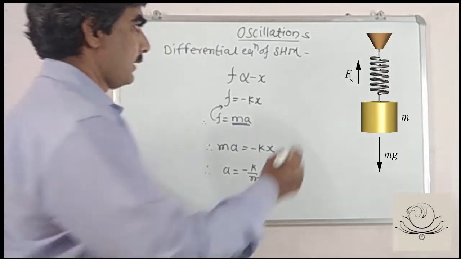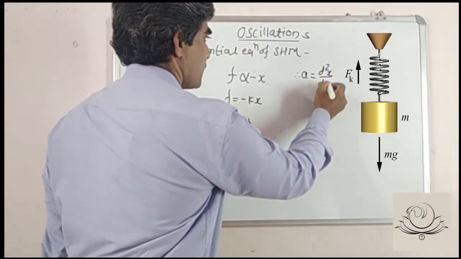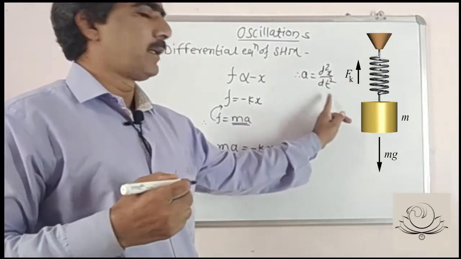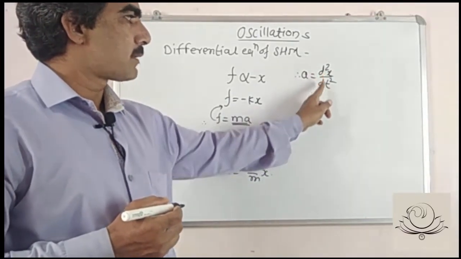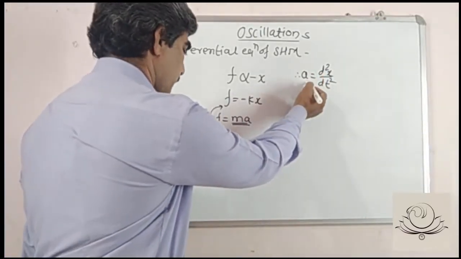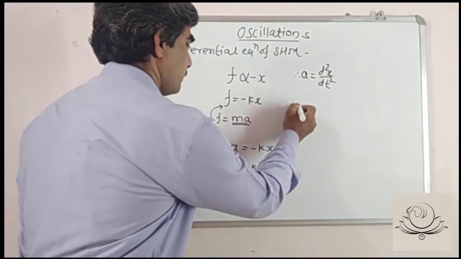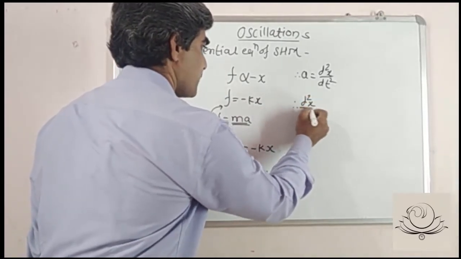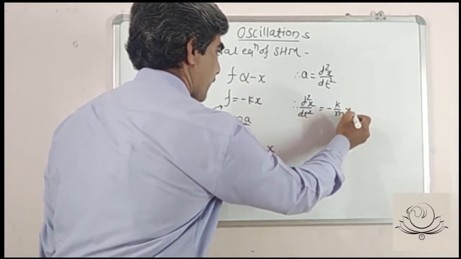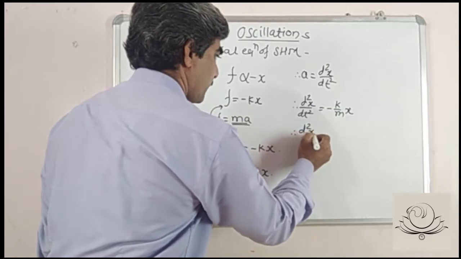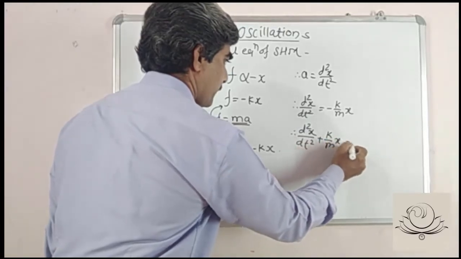But this acceleration is nothing but the double derivative of displacement, that is d2x by dt square. Writing this in place of acceleration, the equation becomes d2x by dt square equal to minus k by m into x. Or we can write d2x by dt square plus k by m into x equal to 0.